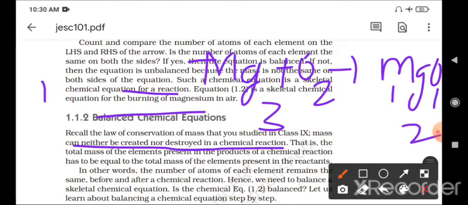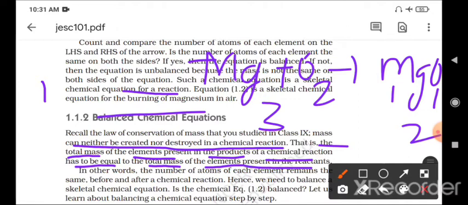That is, the total mass of the elements present in the product of a chemical reaction has to be equal to the total mass of an element present in the reactant. So what is the balanced equation? The total mass of the element present in the product of a chemical reaction has to be equal to the total mass of an element present in the reactant is called the balanced chemical equation.